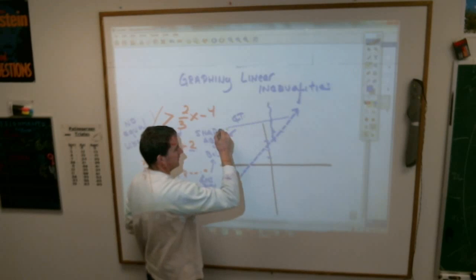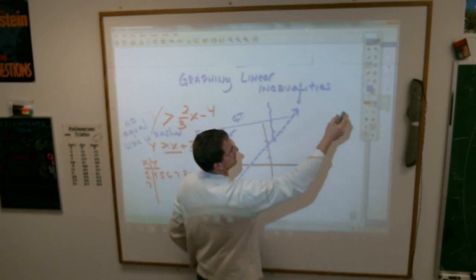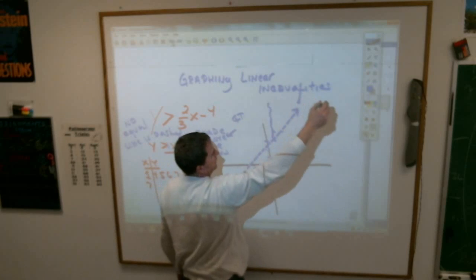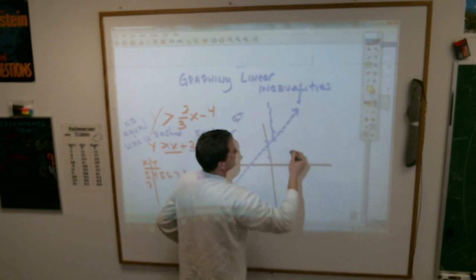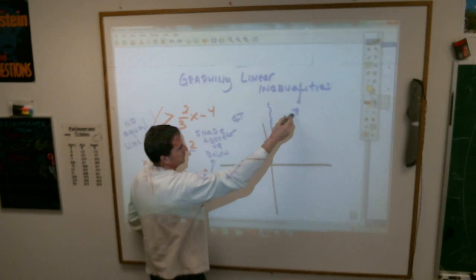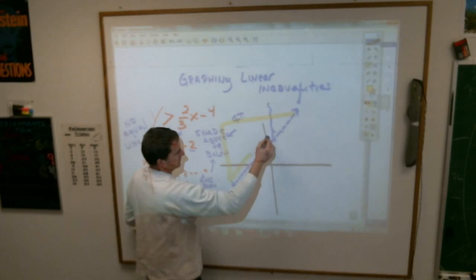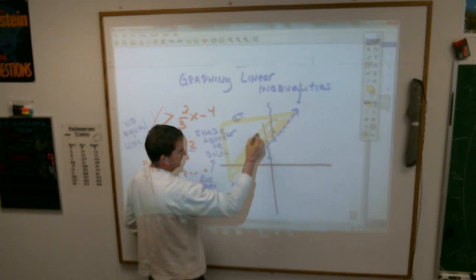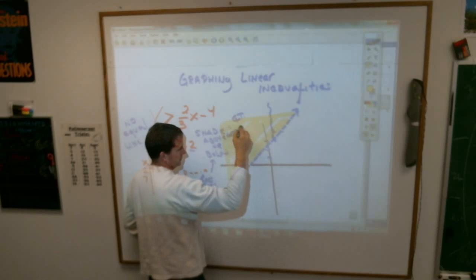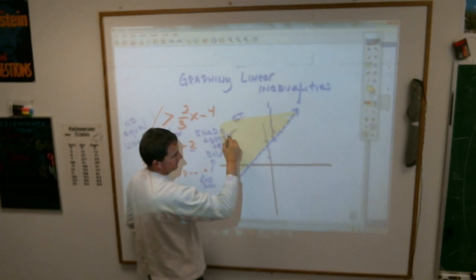If y is greater than that, you shade the side where y is greater, keeps getting bigger. So when you shade this, I want a nice shade of yellow. Since y is greater, you shade the top half of this. This is all the answers that you could have.